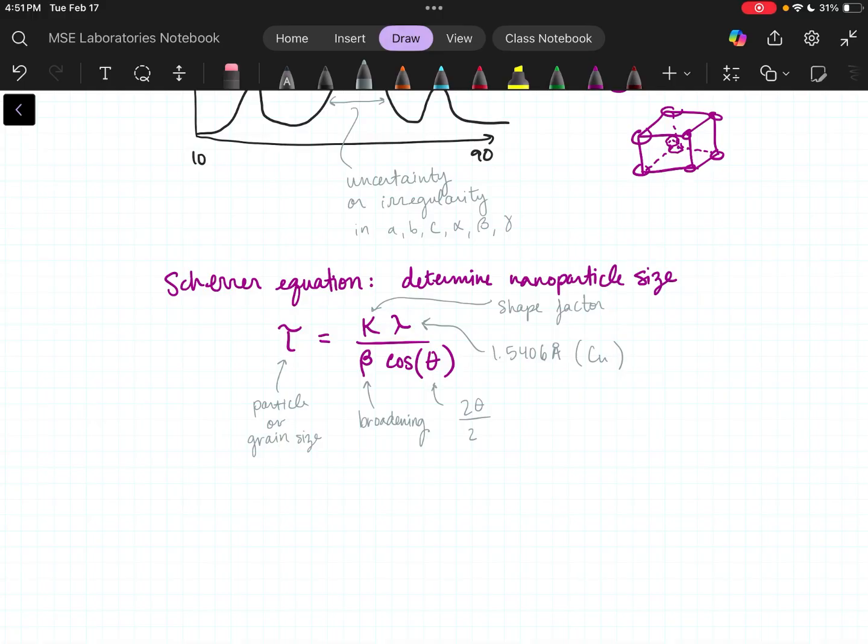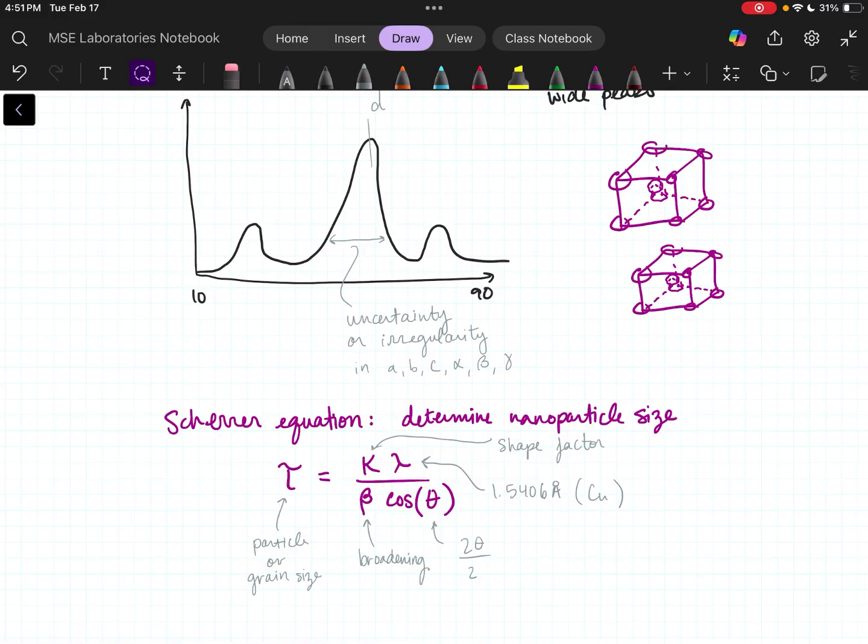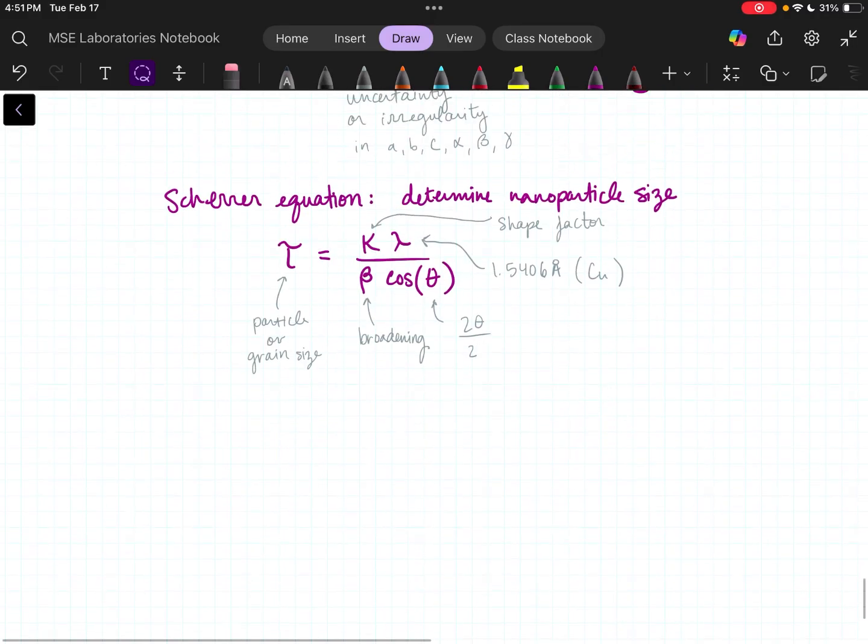And beta is the broadening. There's a little bit of instrument calibration that you have to do to get that factor. But broadening is this width right here. How wide is the peak compared to how wide the peak would be if it wasn't a nanoparticle? And that's this value here. So we already have the theta, we already have the lambda. Shape factor is a little bit of complication, but generally a fairly straightforward equation. And boom, we have our particle size.